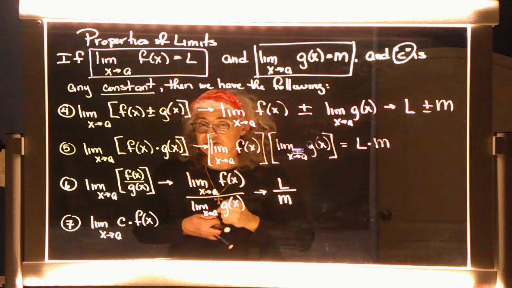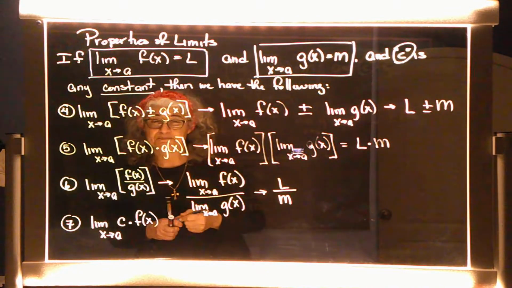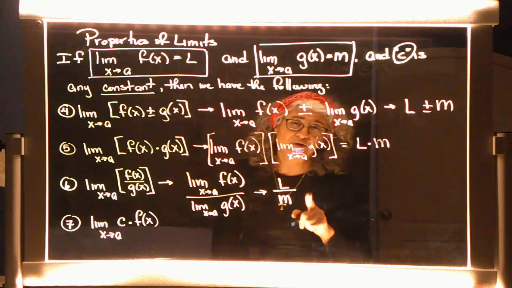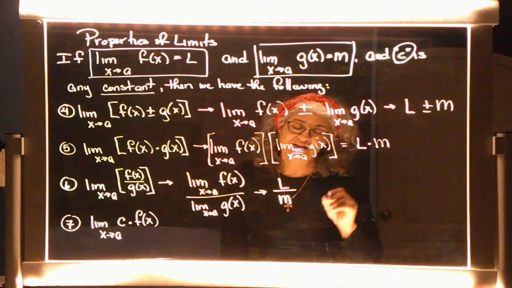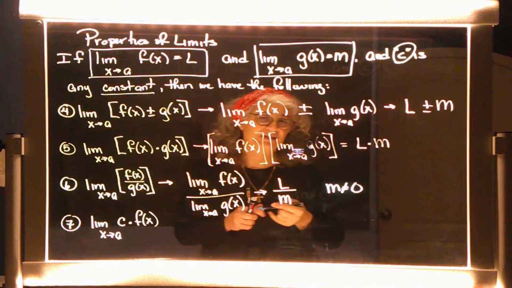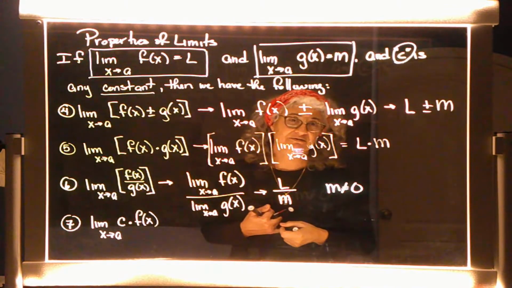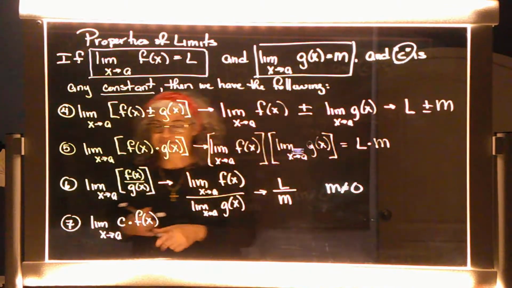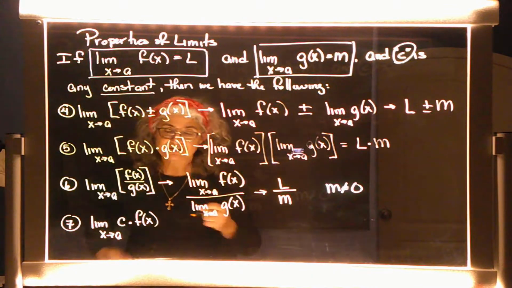But this one has a restriction, right? If it's L over M, what can you tell me about M? Yeah, M can't be equal to 0. If M is equal to 0, it's undefined and there's no limit there. Cool? Okay. This is property 7, the last one.